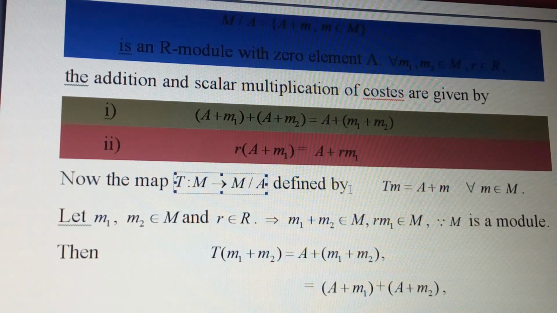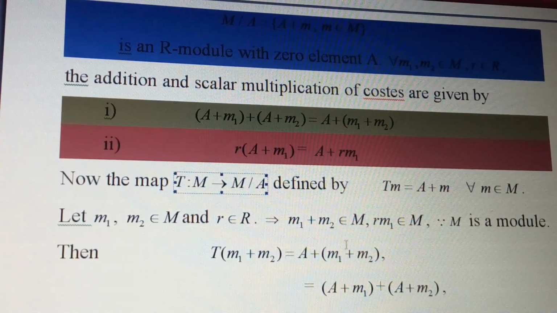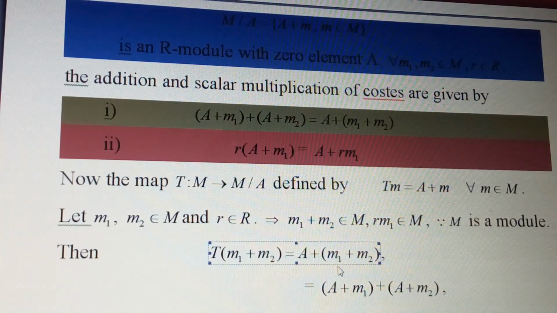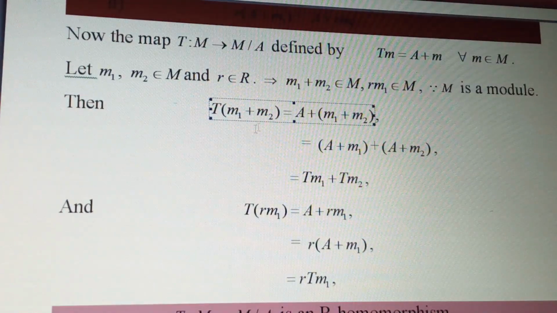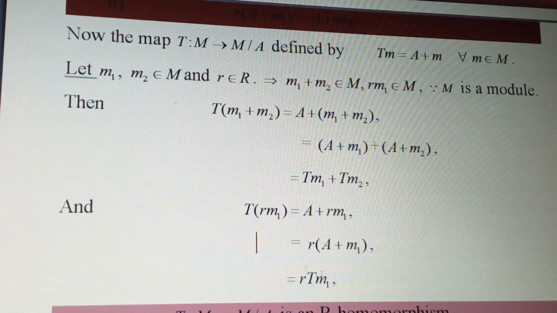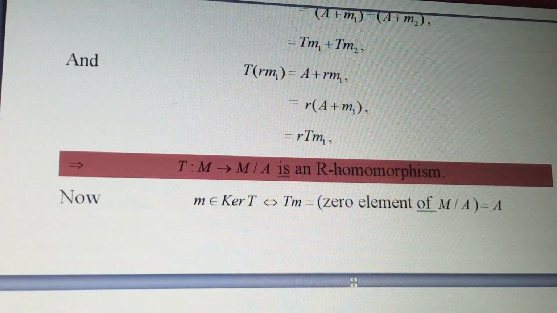Now the mapping, this is the canonical mapping defined the same way. This is already given. Let m be an element of M. Let us take two elements m1, m2 in M and r belonging to R. Since M is a module, T(m1 + m2) = A + (m1 + m2). This condition is given. Again, (A + m1) + (A + m2) means T(m1) + T(m2). So T(m1 + m2) = T(m1) + T(m2). This is for scalar multiplication: T(rm1) = A + rm1 = r(A + m1) = rT(m1). Again this condition is completed. So T from M to M/A is a homomorphism.